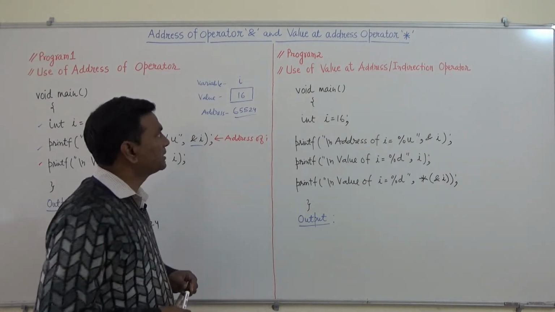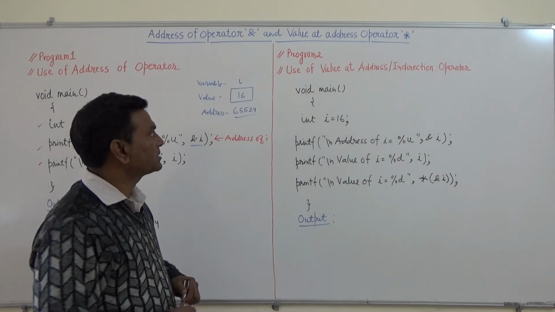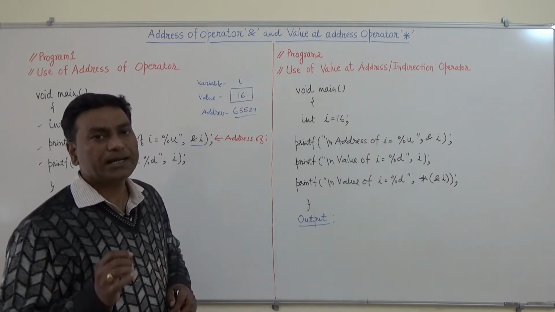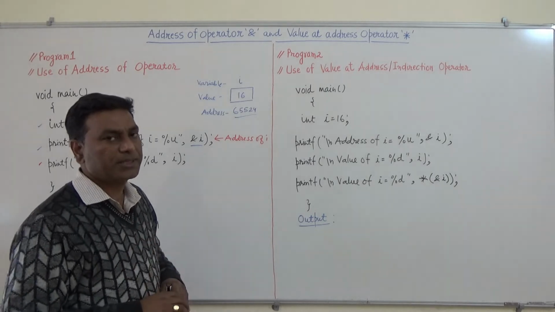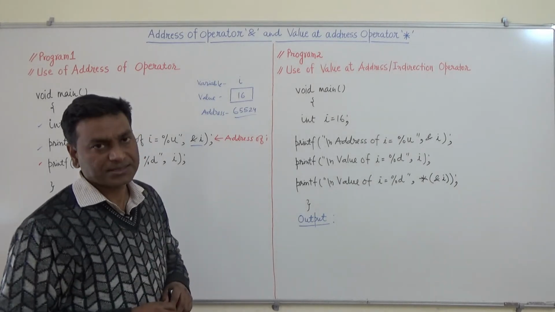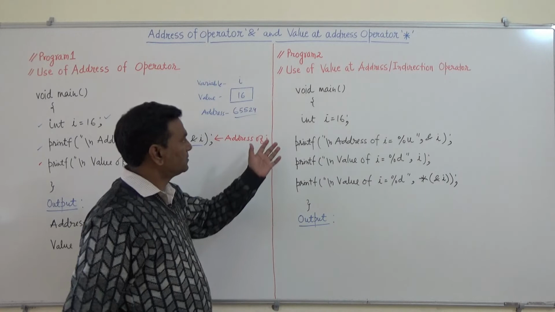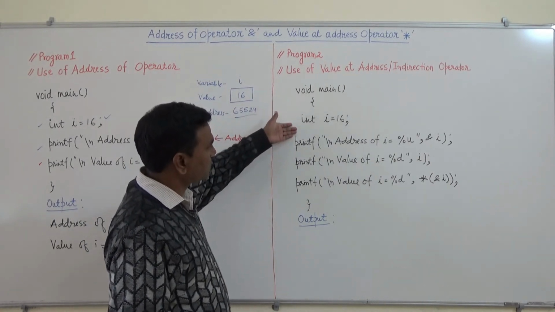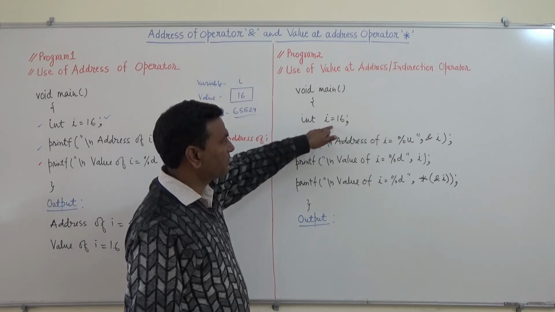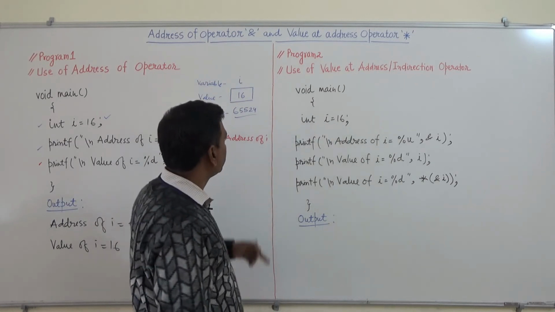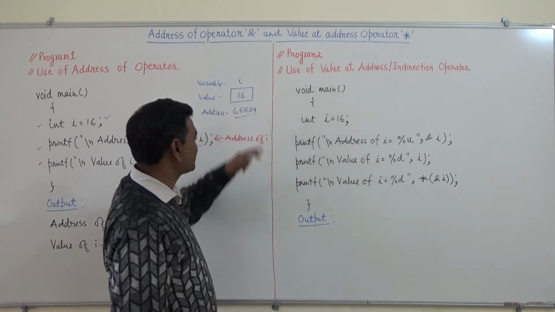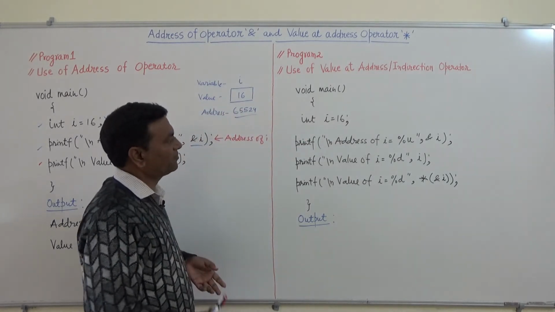Now we will see the second program. With the help of this program, we will understand the value at address operator, or indirection operator, which is shown by asterisk. This program is similar to program 1. Here also we have taken the same variable and the value is also 16, so its address is 65524.